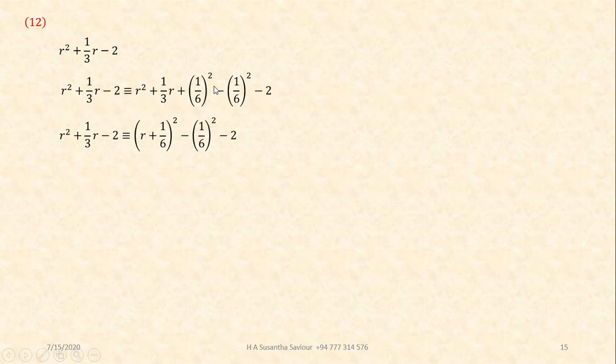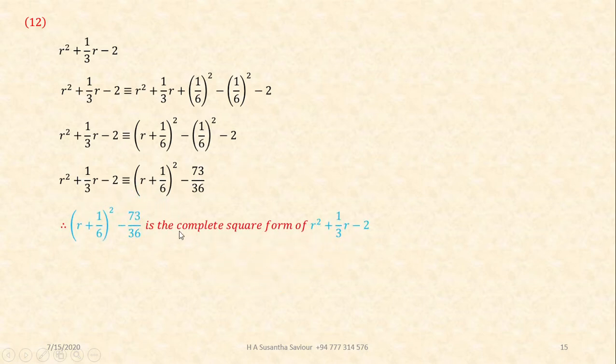So take these three terms together, r plus 1 over 6 whole thing squared, minus 1 over 6 squared, minus 2, sorry. And then we can simplify it in this manner. I think you understood how to do this simplification by this time. So yeah, this is the complete square format of this. We will quickly move on to another example. Example number 13. Let's see.